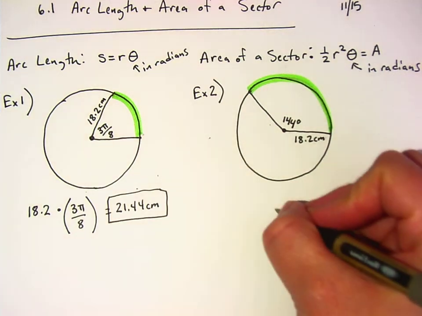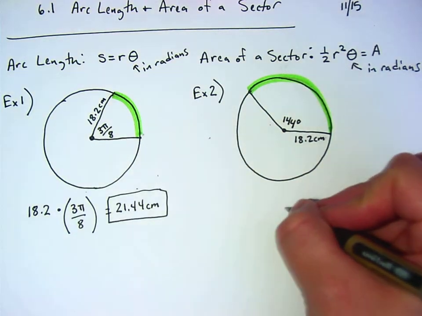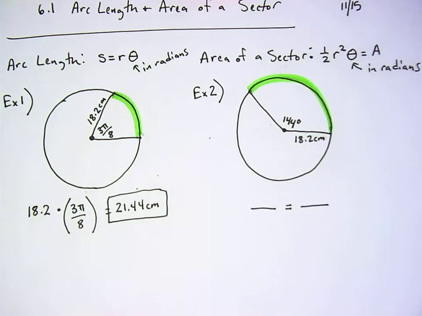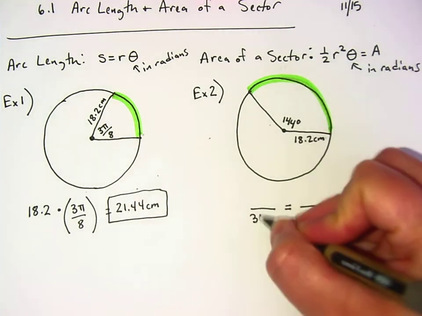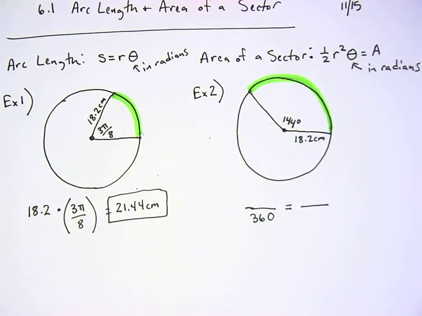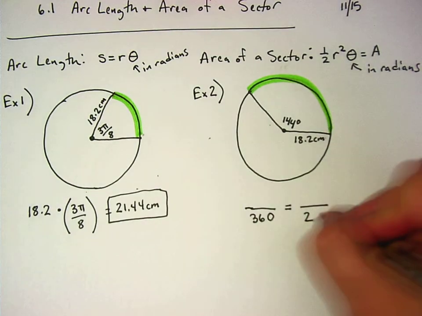How you always transfer from degrees to radians. Ready? All right, equals two fractions. How many degrees are in a circle? 360. How many radians are in a circle? 2 pi.